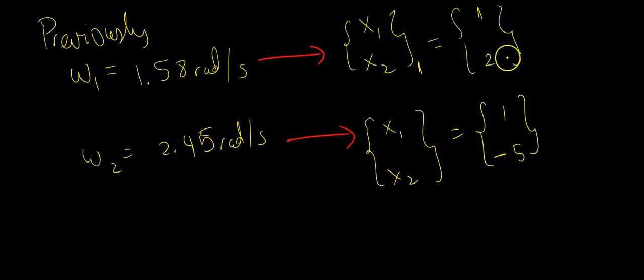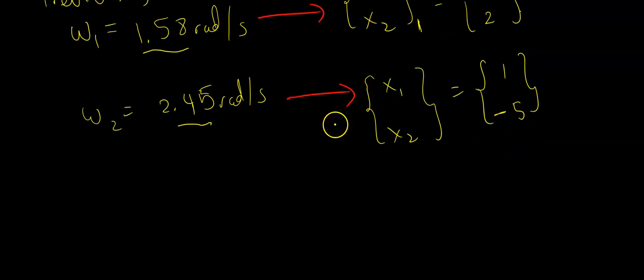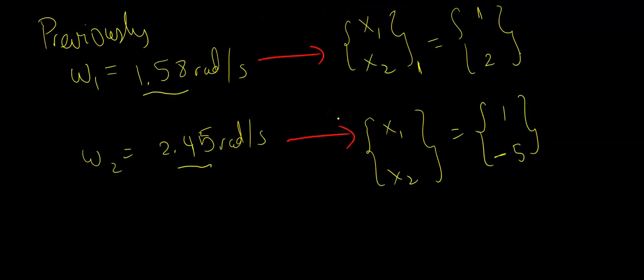Now again, this is just a relative term, right? It tells us that for the first mode, if the response of m1 is a certain value, then the response of m2 is 2 times that value when it's oscillating at 1.58 radians per second. For omega 2 at 2.45 radians per second, if m1 oscillates at 1, then m2 oscillates minus 5 times what x1 oscillates at, right? So that's how you should be interpreting those mode shapes.